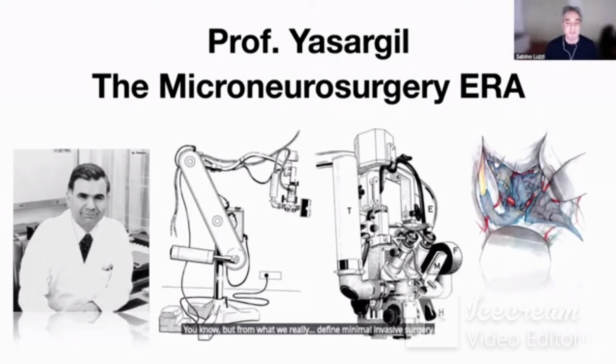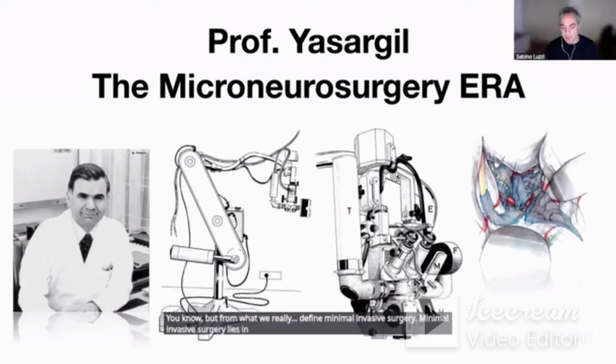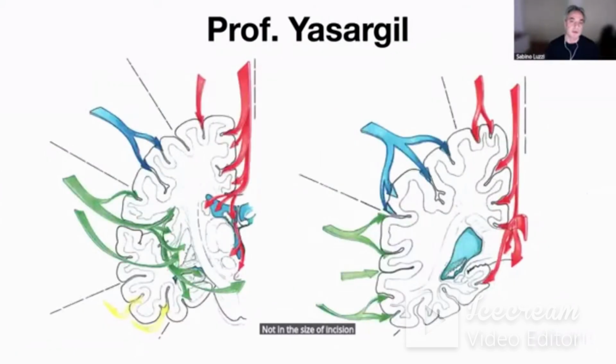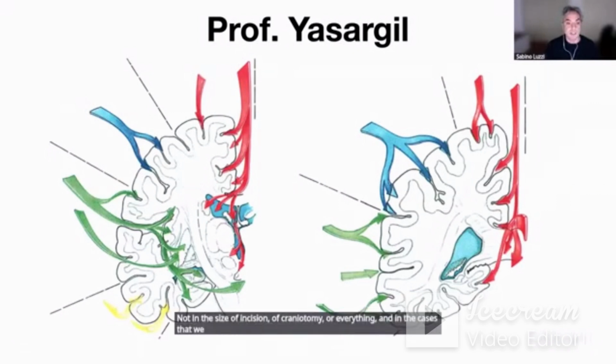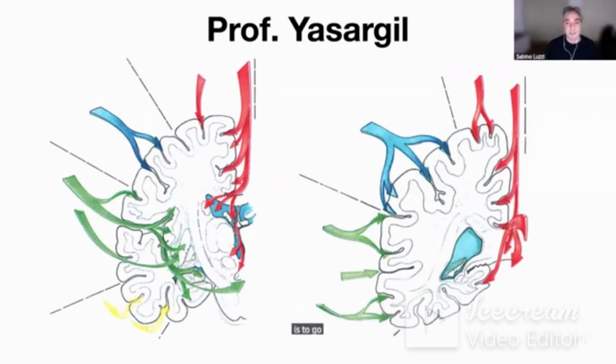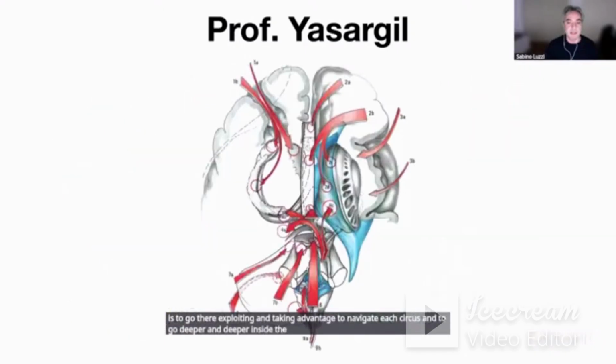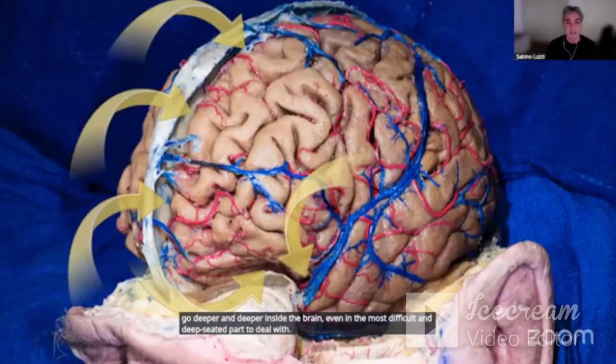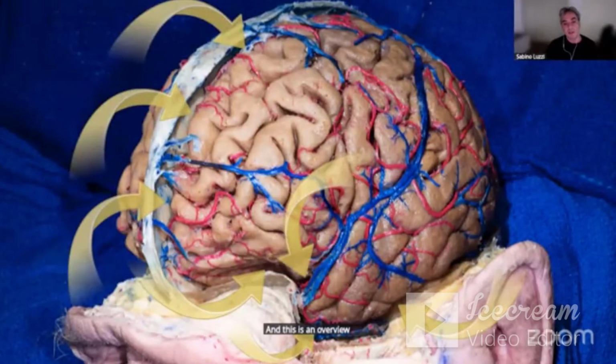Minimally invasive surgery lies in respect for the anatomy, not in the size of the incision or craniotomy. In the cases that we just saw, we took advantage of navigating each sulcus to go deeper and deeper inside the brain, even in the most difficult and deep-seated parts to deal with. And this is an overview of what we do every day in our OR.